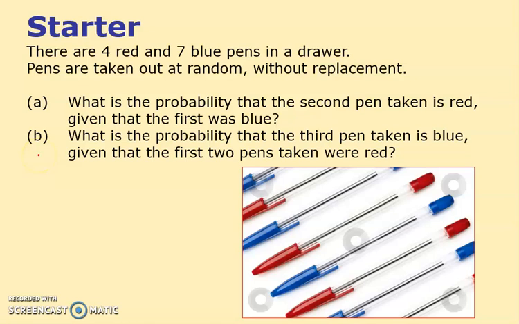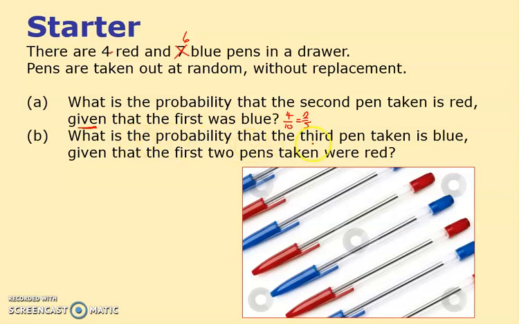There are 4 red and 7 blue pens in a drawer. Pens are taken out at random without replacement. Now, without replacement basically means they don't get put back. So what's the probability that the second pen is red, given that the first pen was blue? I'm using the word given just to remind you of what it means. If the first pen is blue, I've only got 10 left. The probability then that the second one is red is 4 out of the 10 that are left, and that's 2/5.